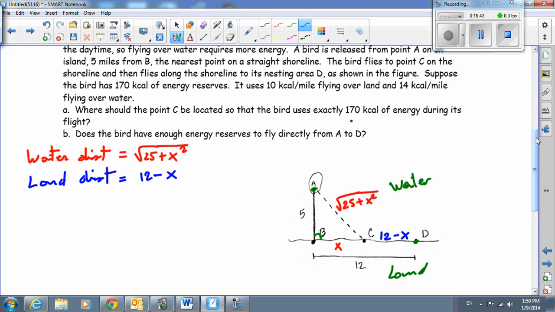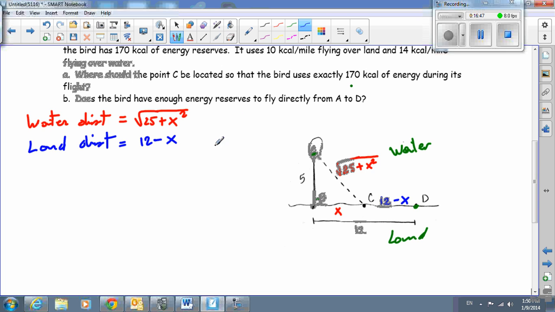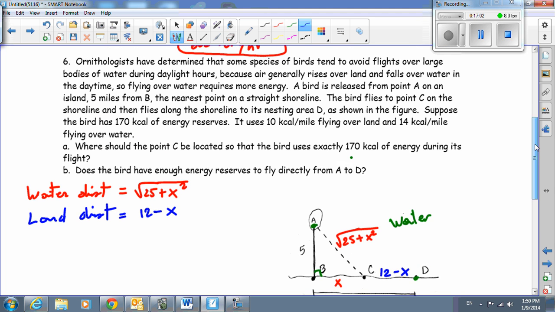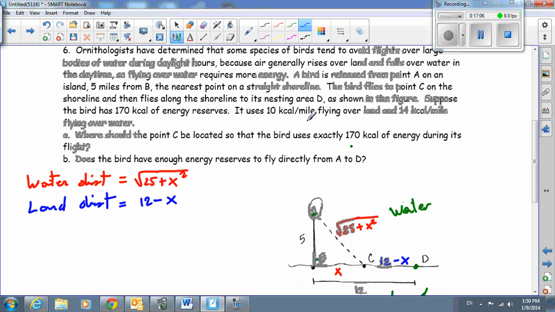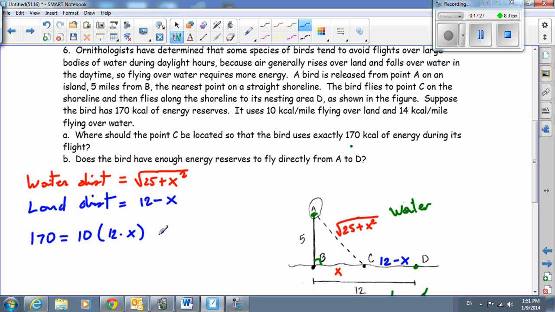All right, now that we have the distances, our goal is to figure out where the point C should be located so that the bird uses exactly 170 kilocalories of energy during its flight. Note that it uses 10 kilocalories per mile flying over land and 14 kilocalories per mile flying over the water. So 14 for the water, 10 for the land. We're trying to get to 170 calories. So 10 times the distance on the land, 12 minus x, plus the distance on the water times 14, square root of 25 plus x squared.